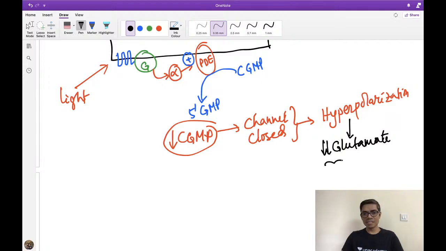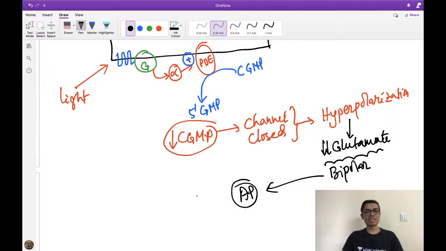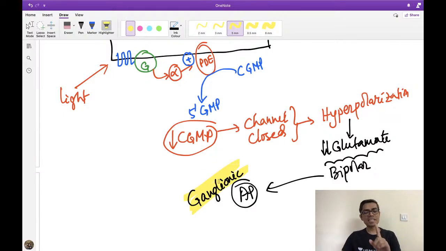But when the glutamate release is decreased, it is going to activate your bipolar cell, and bipolar cell activation is ultimately going to produce action potential at the level of ganglionic cell. Please remember this information, that it is the ganglionic cell which is the only cell in the retina which can produce action potential. All other cells will either produce hyperpolarization or depolarization.